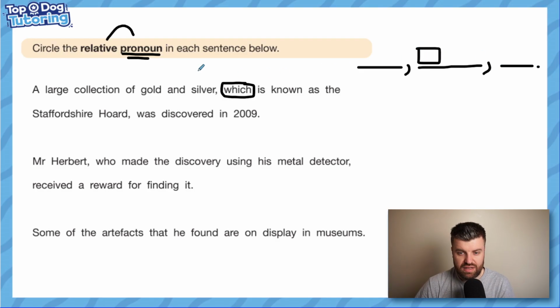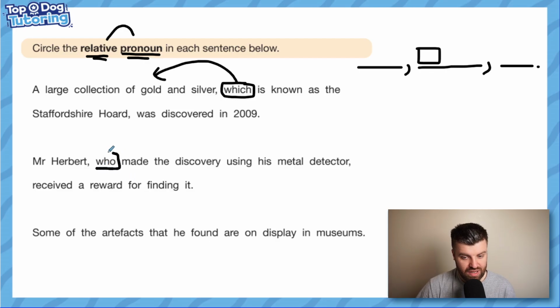And the reason it's a relative pronoun is because this is a pronoun for the large collection of gold and silver. We're referencing what we've just talked about. Instead of saying a large collection of gold and silver, the gold and silver which is known, that would sound ridiculous. So it's relative because it's related to what we've just spoken about directly, and we're going to add some extra information in. So knowing this in the first sentence, what do you think the relative pronoun is in the second sentence? I'm not even going to press the pause thing because I bet you're shouting at me already.